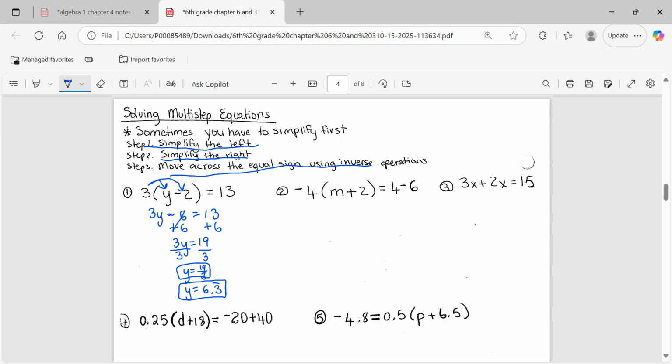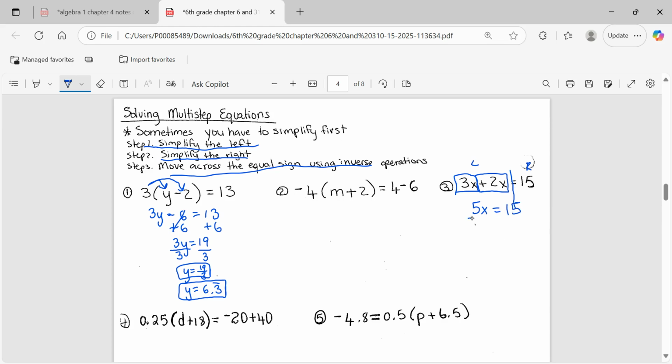Let's do that again. Let's do that with number 3. In number 3, I look at my left and I look at my right. My right doesn't need simplifying because it's just a number. But on the left, I have 3x plus 2x. Well, hopefully I can see that these are both like terms. They both have an x. So those I can put together. And now I have 5x and it's equal to 15.